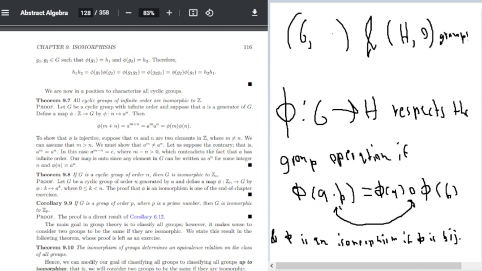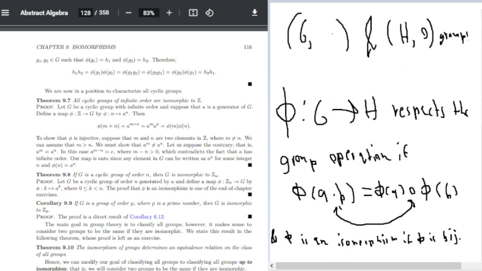Let G be a cyclic group with infinite order, and suppose that a is a generator of G. Define a map phi from Z to G by phi of n goes to a to the n. Then phi of m plus n equals a to the m plus n, which equals a to the m times a to the n, which equals phi of m times phi of n.